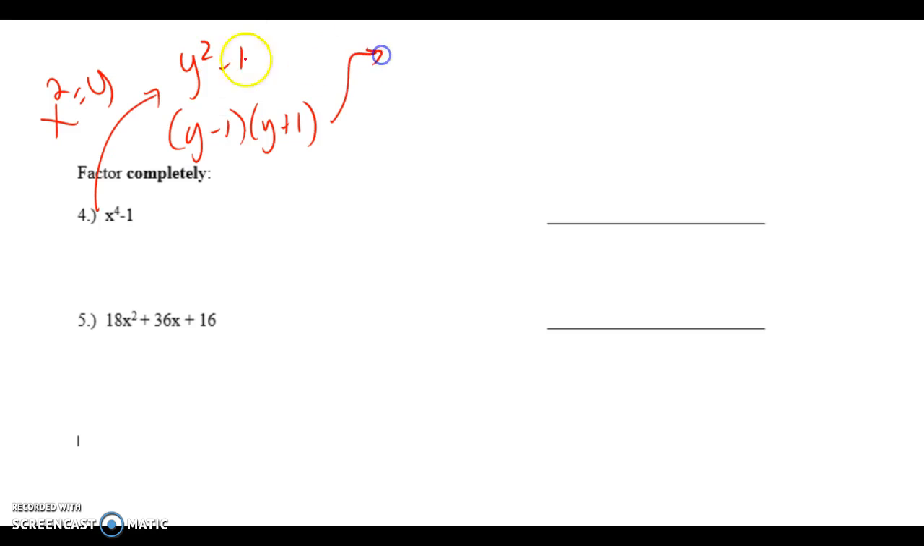Moving on. Factor completely. So what we found here, folks, was to treat this as a difference of squares. If we want, we can do a little bit of substitution. Let's call x squared y. This now becomes y squared minus 1, which is y minus 1, y plus 1. Let's substitute back in for x squared. x squared minus 1, x squared plus 1.